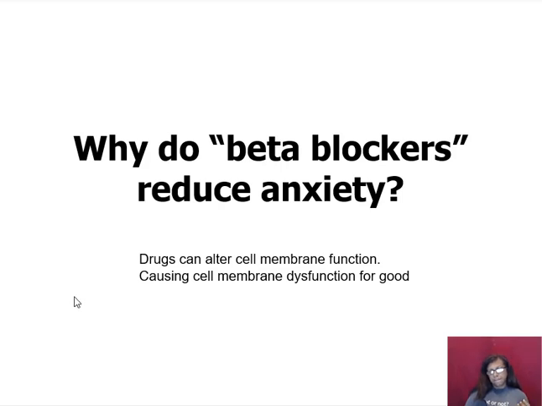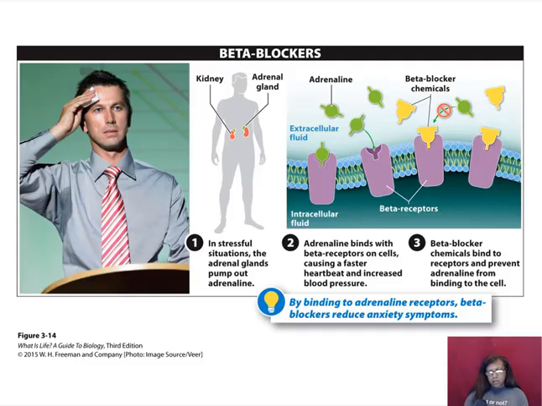So drugs can alter cell membrane function, causing cell membrane dysfunction, but for good. Let's take a look at that. It turns out that when you are under stress, you have a small gland that sits right above the kidney called the adrenal gland. And the adrenal gland will pump out adrenaline, also called epinephrine. And this has an effect.